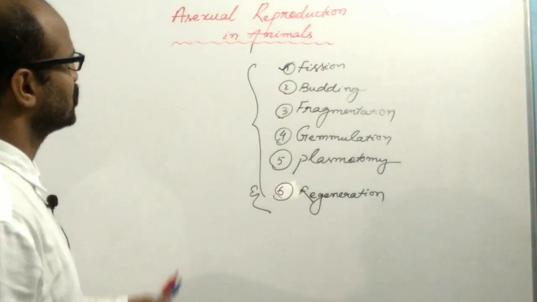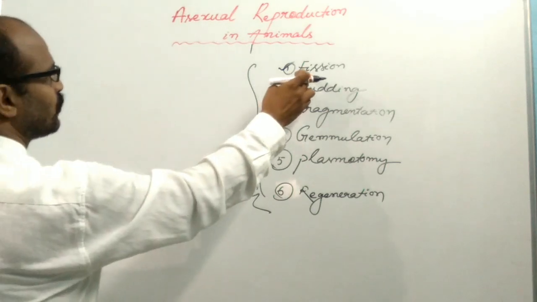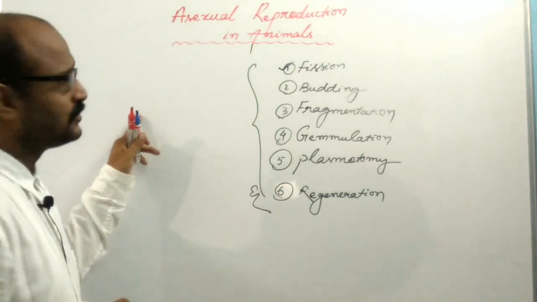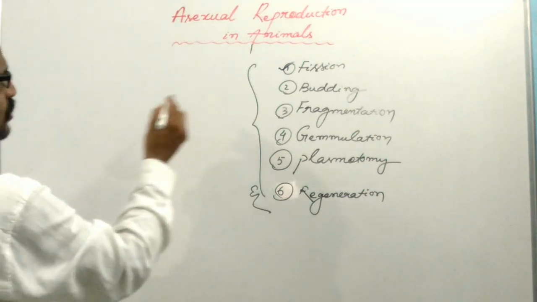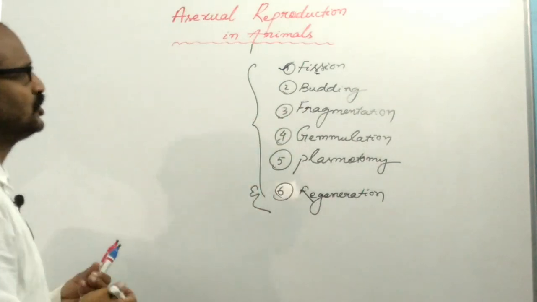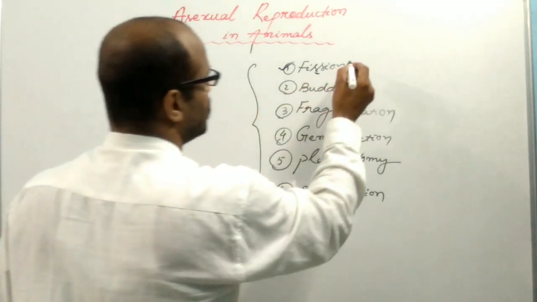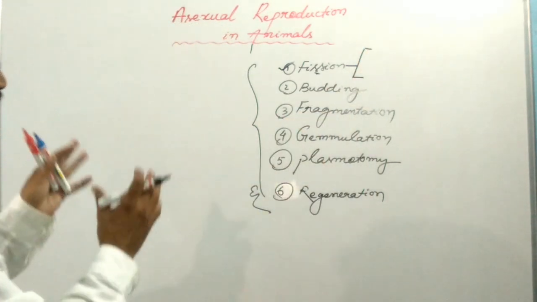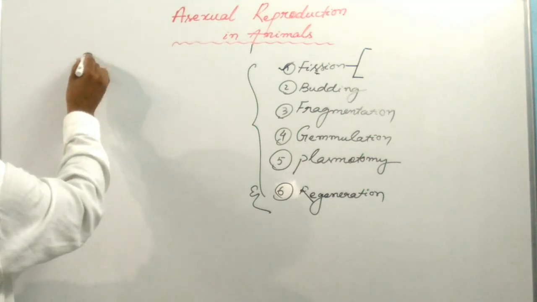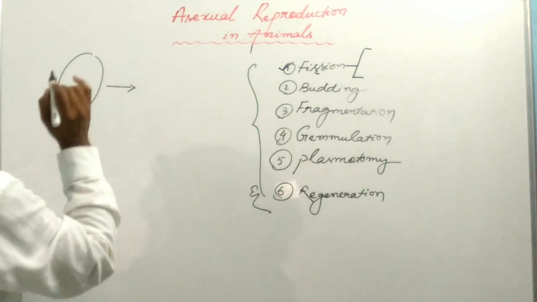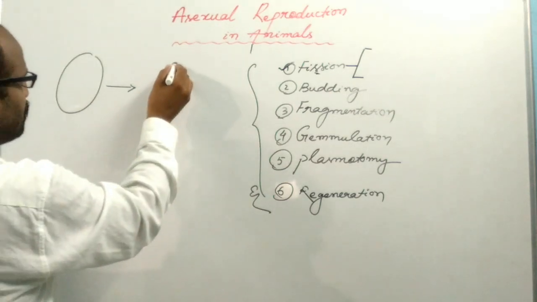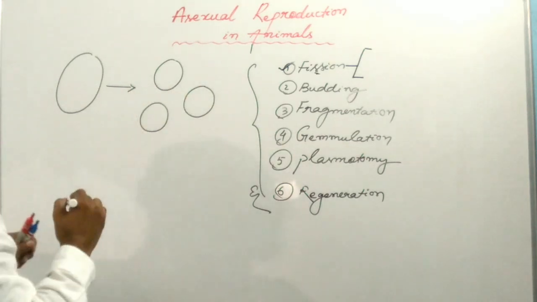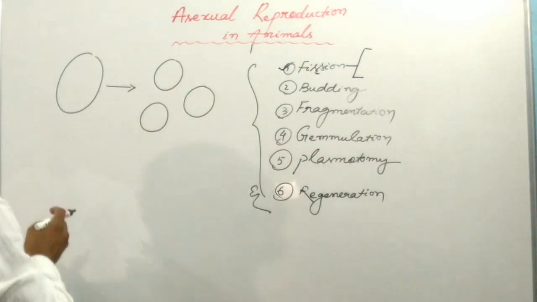Now come to the first and very common type of asexual reproduction, that is the fission process. Such fission process is found in protista, for example protozoans. In case of protozoa, the fission process is very common. Such fission process may be of two types. Fission means the division of the body into two pieces, and each piece develops into a new individual. This process is known as fission.